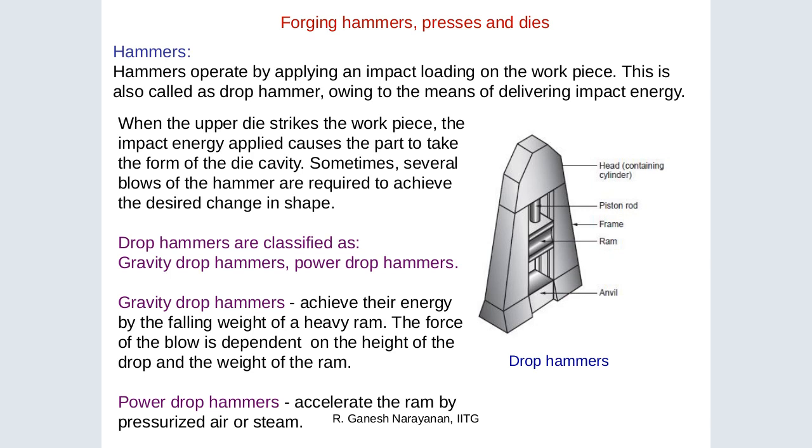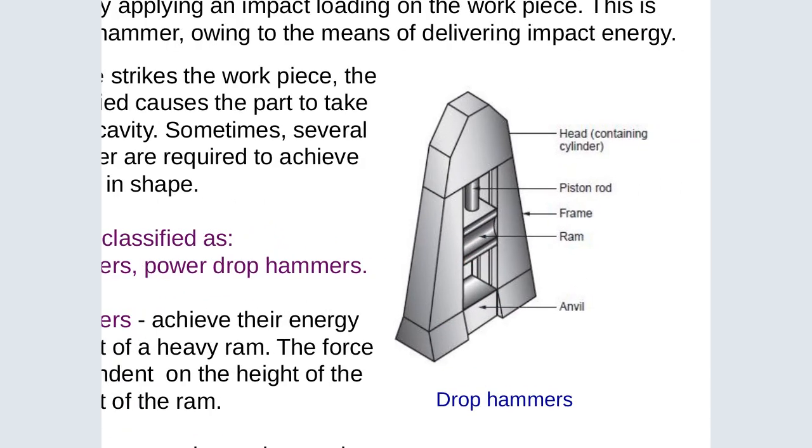Drop hammers are classified as, number one, gravity drop hammers, and number two, power drop hammers. Now, gravity drop hammers, what are they? They achieve their energy by the falling weight of the heavy ram. So the force of the blow is dependent on the height of the drop and the weight of the ram. So you can see there. Let me zoom out so that we can look at it.